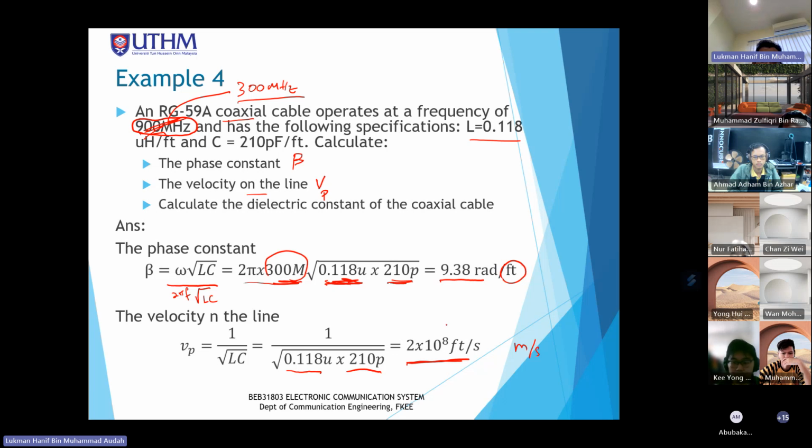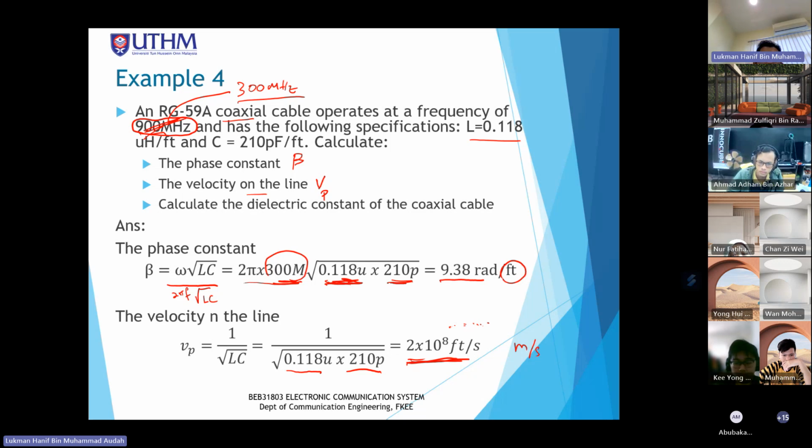The answer has a few decimal points, so in this example it is simplified to 2 times 10 to the power of 8 feet per second. Class, if you have a question you want to ask, please ask. I will try to explain it to you.